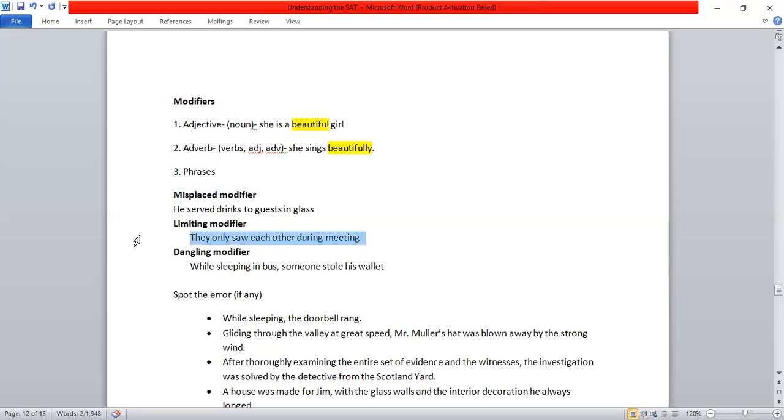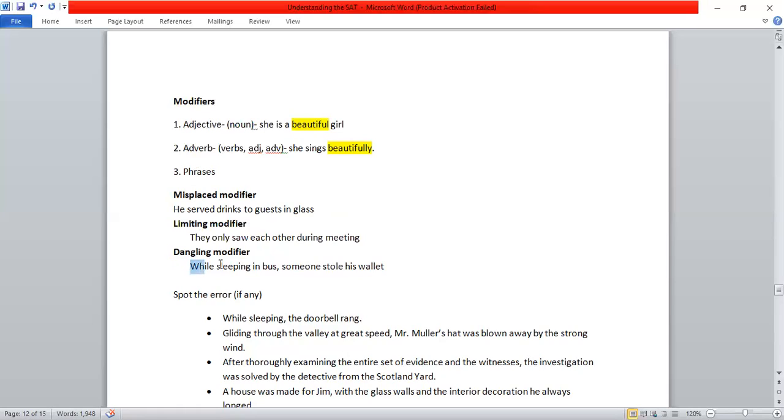We have these three types of modifiers: misplaced modifier, limiting modifier, and dangling modifier. If you don't know the name or if you've forgotten the name of these, that's okay. Until you know that it's a modifier, that's all we need. Now let's talk about phrases and all of it. Let's talk about dangling first and then come here.